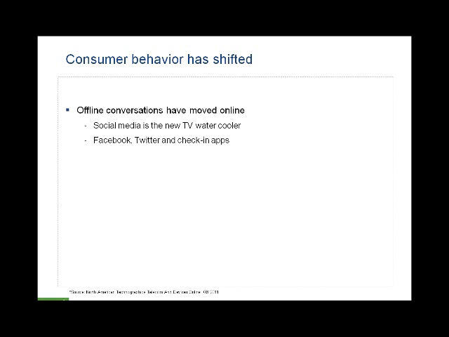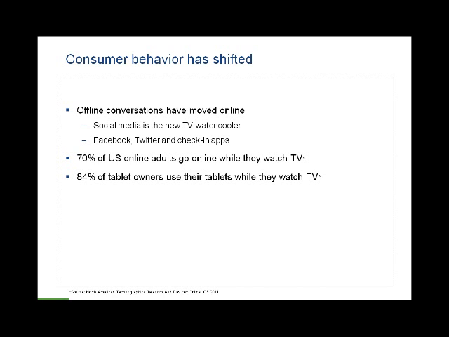So moving these offline conversations online. And so then next, 70% of U.S. online adults go online while they watch TV. So this is, again, talking to that multitasking behavior. 70% are doing something, going online on some of these second screen devices while they're watching television. And then 84% of tablet owners use their tablets while they watch TV.